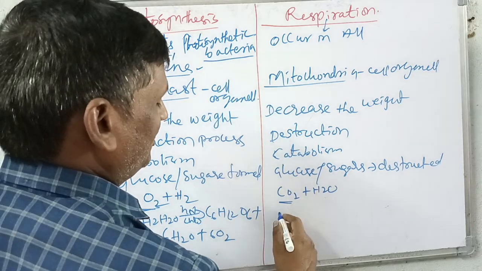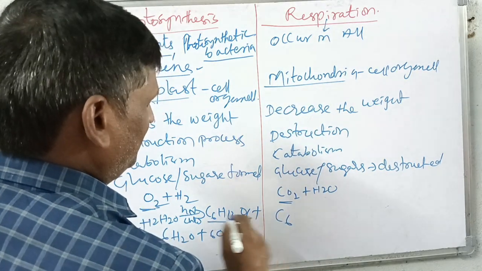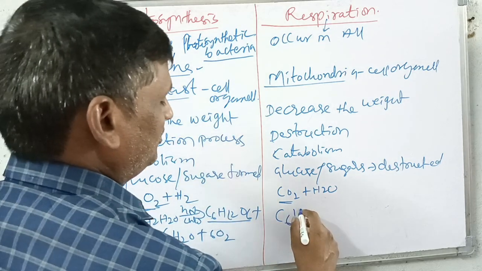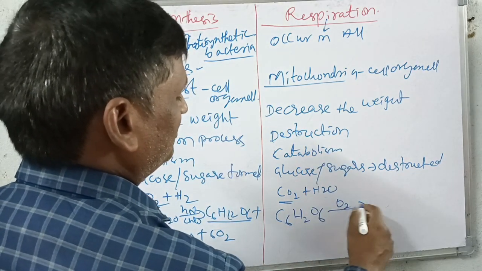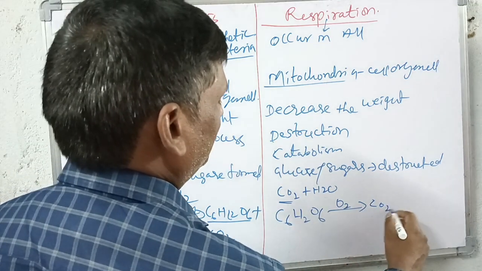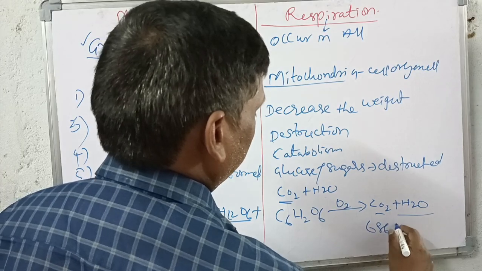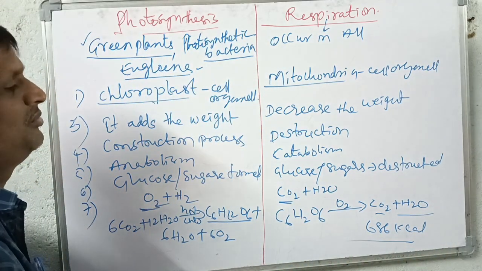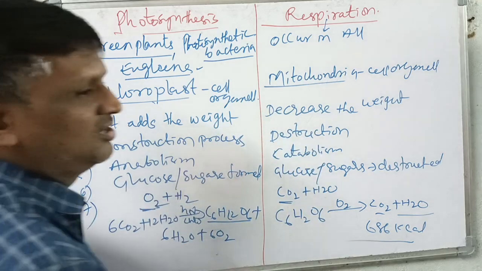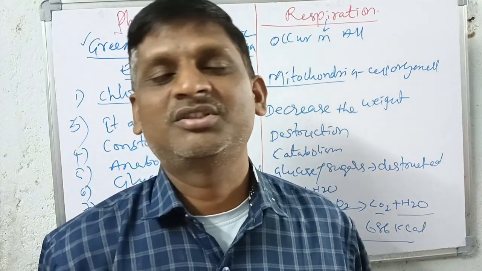Then here we can write the equation of respiration. The end product of photosynthesis, glucose, C6H12O6, breaks down in the presence of oxygen and produces carbon dioxide and water plus 686 kcal energy. So these are the major differences between photosynthesis and respiration. With this we have completed the whole respiration chapter.